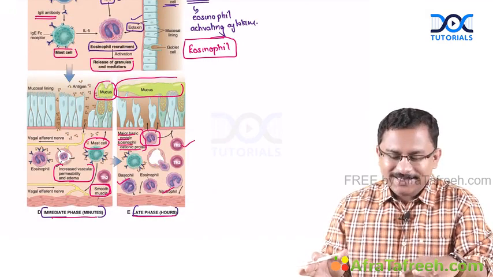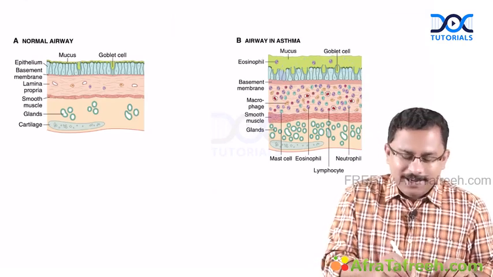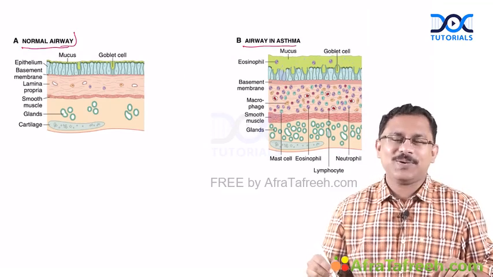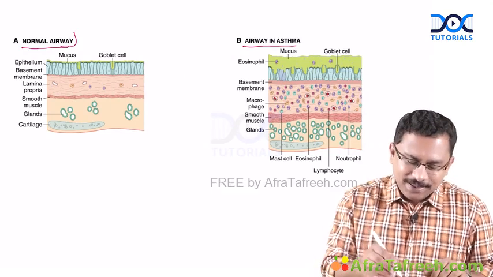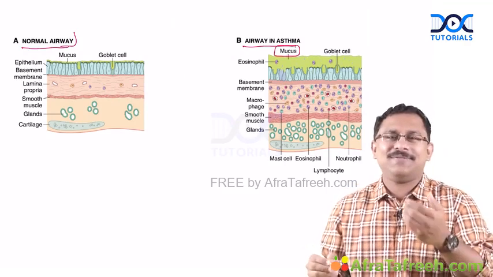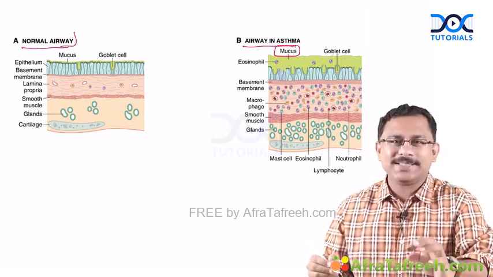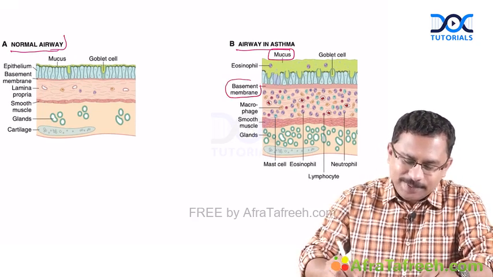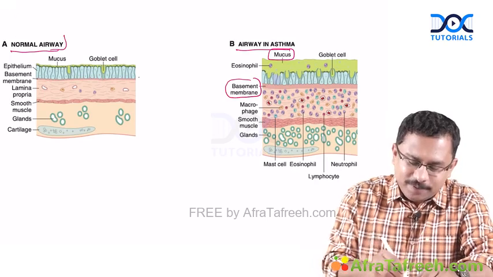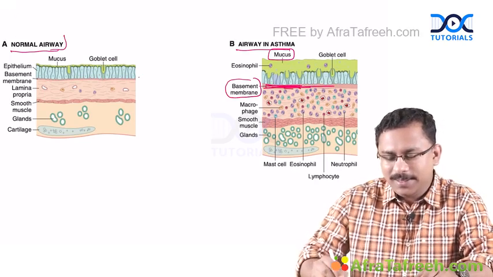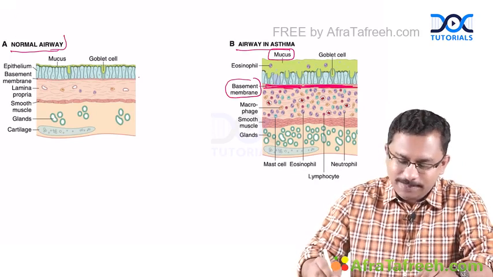Now again, just to compare an individual's normal airway versus an airway in asthma. Okay, let's have a comparison. So here you see, it is very obvious that you have good amount of mucus production. And what happens is that you can see that the basement membrane, just compare with the basement membrane of a normal airway, you can see it's very much thick. Correct, no? There is a thickening of the basement membrane.